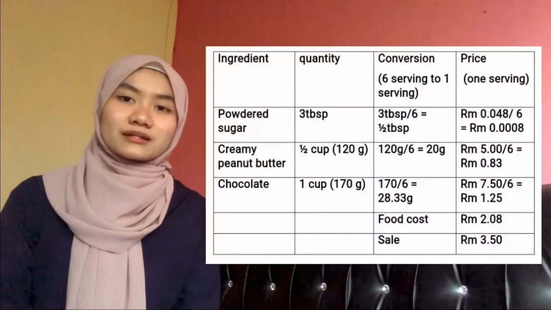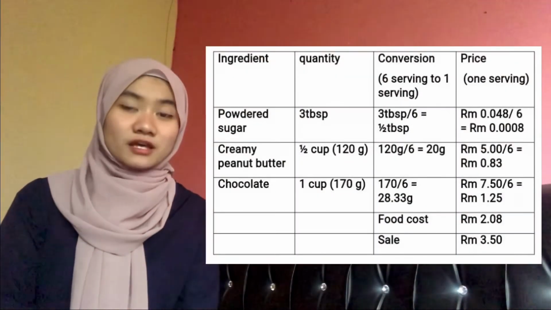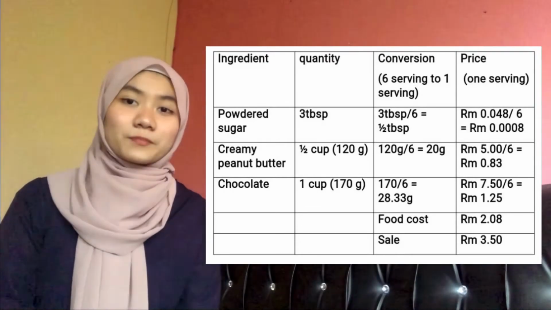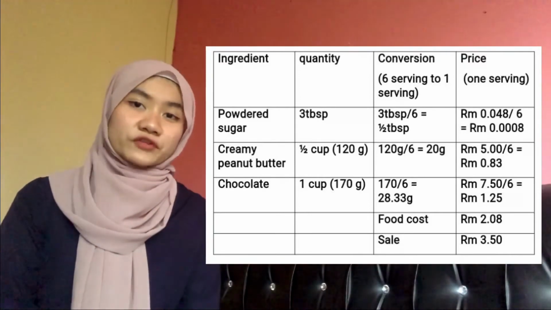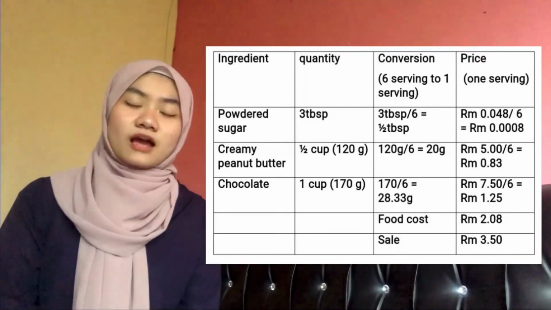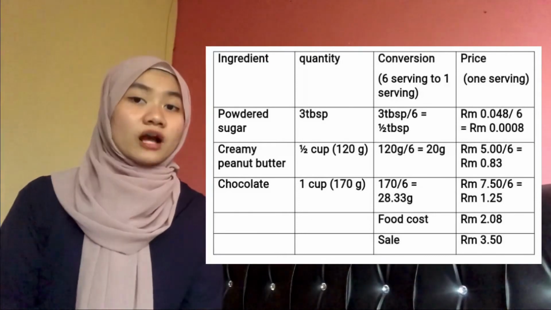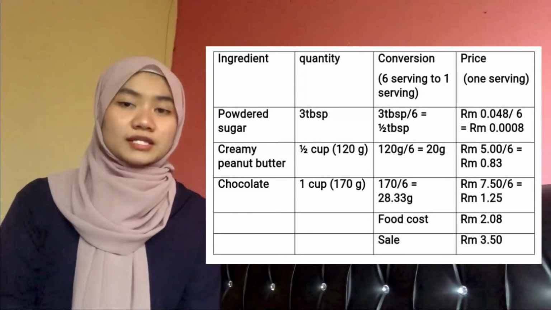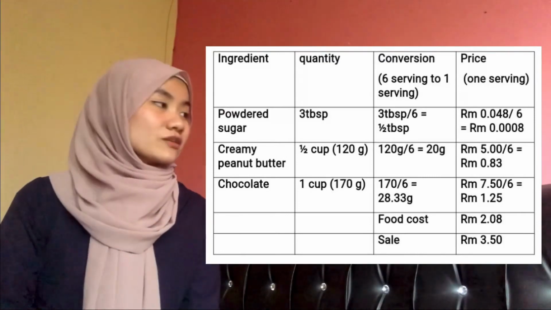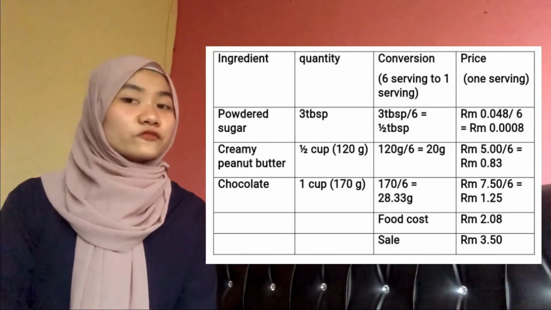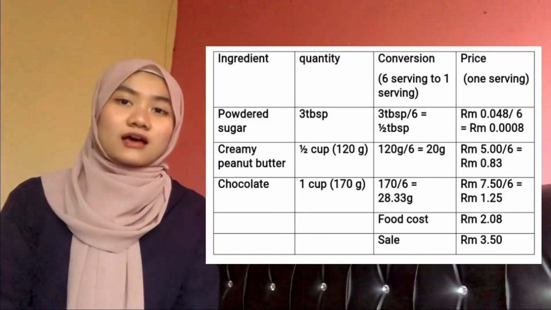For the third food, we have peanut butter cups. The standard order of peanut butter cups for 6 servings is a plate containing 3 tablespoons of powdered sugar, 1/2 cup of creamy peanut butter, approximately 120 gram, and also 1 cup of melted chocolate, approximately 170 gram. So after having the conversion factor, as you can see here, we got the total food cost as 2 ringgit and 8 cents. Thus, we decided to sell 1 piece of peanut butter cup for 3 ringgit and 50 cents.